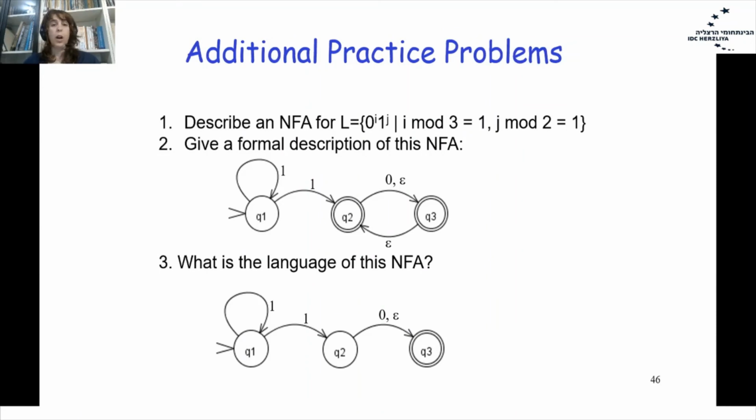Additional questions for our practice will be to describe an NFA for the language that is 0 to the power of i, 1 to the power of j, where i modulo 3 equals 1 and j modulo 2 equals 1. We will have to build an NFA. The next question will be to give a formal description of this NFA. So we will build a 5-tuple, or we will define the 5-tuple. The next question will be: what is the language of this NFA? Once again, we are given a drawing and we have to define the language of this non-deterministic finite automaton.